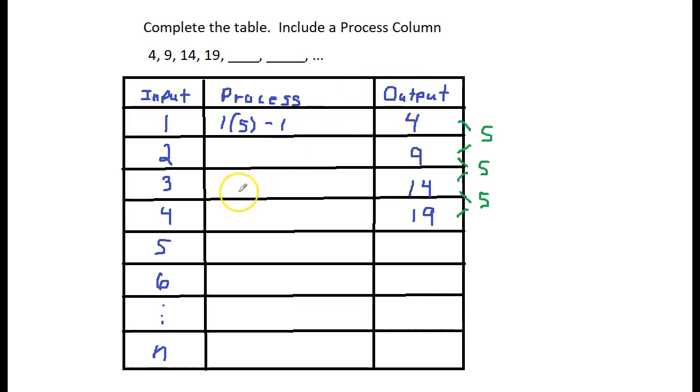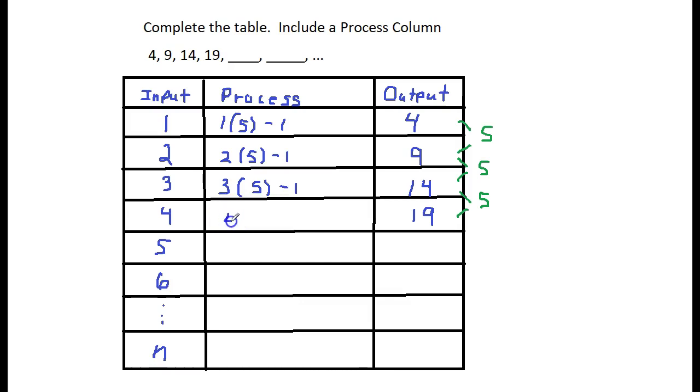Oh. Well, what if I did 2 times 5? Let's try it, see if our pattern holds. 2 times 5 is 10. Take away 1. Do I get 9? Yes. So 3 times 5 is 15. Take away 1, I get 14. So my pattern is whatever my input number n is, times 5, minus 1 will give me my output.